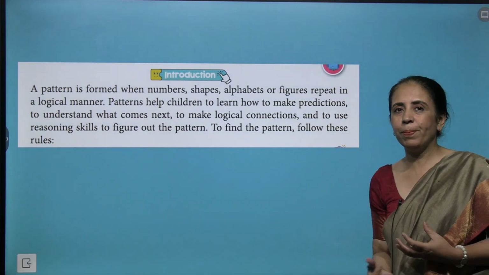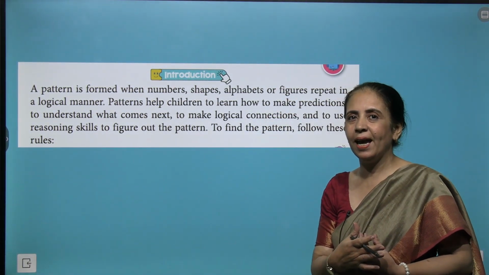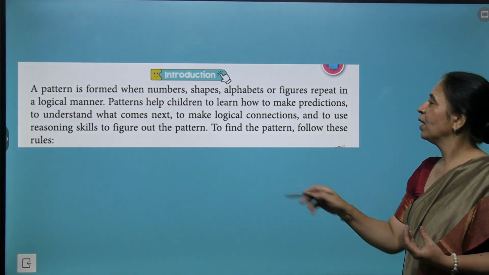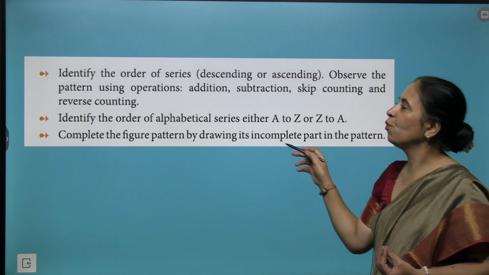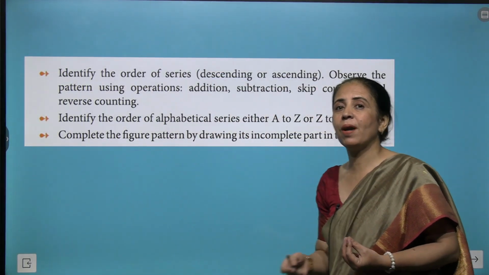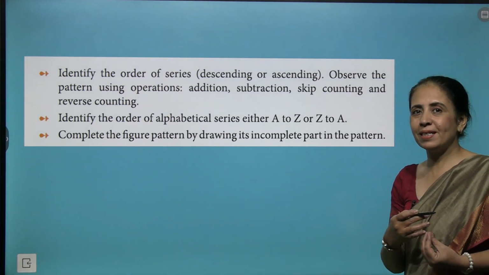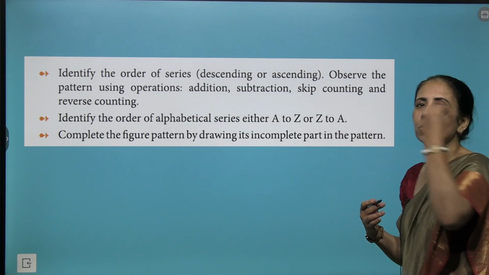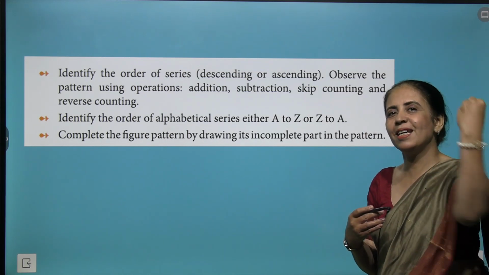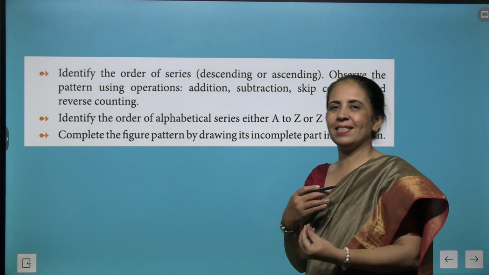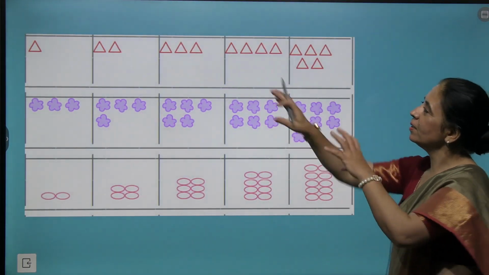Now here, when you see certain patterns, they are formed in the form of numbers, shapes, figures, which could be repeating, which could be ascending, which could be descending, yes. And I will give you certain examples of patterns which could be formed with adding, subtracting, skipping, and it could be of the alphabets as well, where your alphabets would be going from A to Z or Z to A, yes.